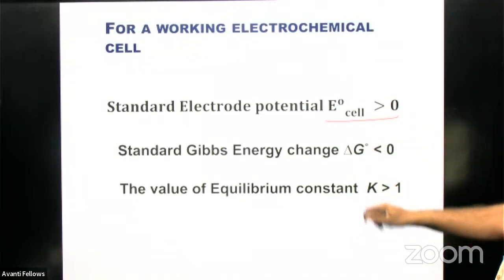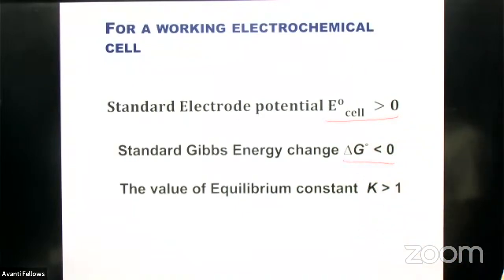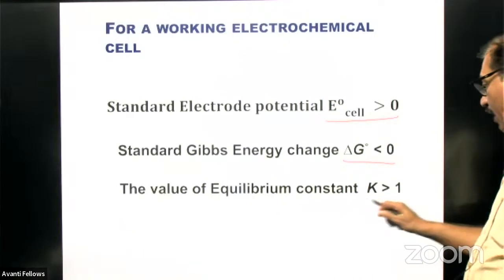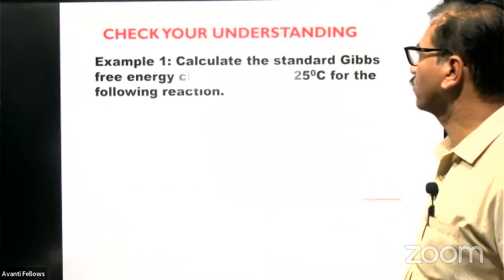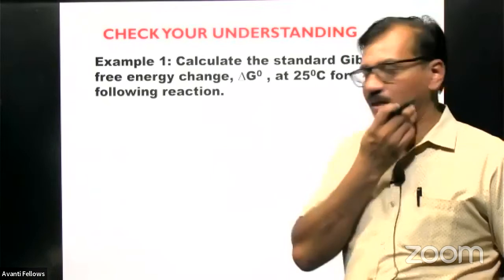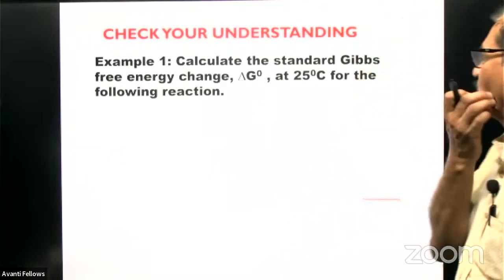E0 of the cell should be greater than 0. Delta G0 should be less than 0. K should be greater than 1. Okay. Check your understanding with a small question here.